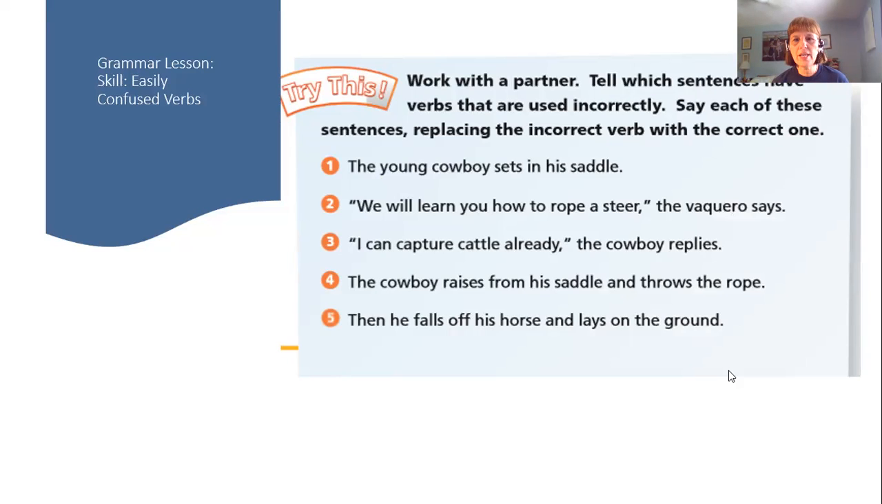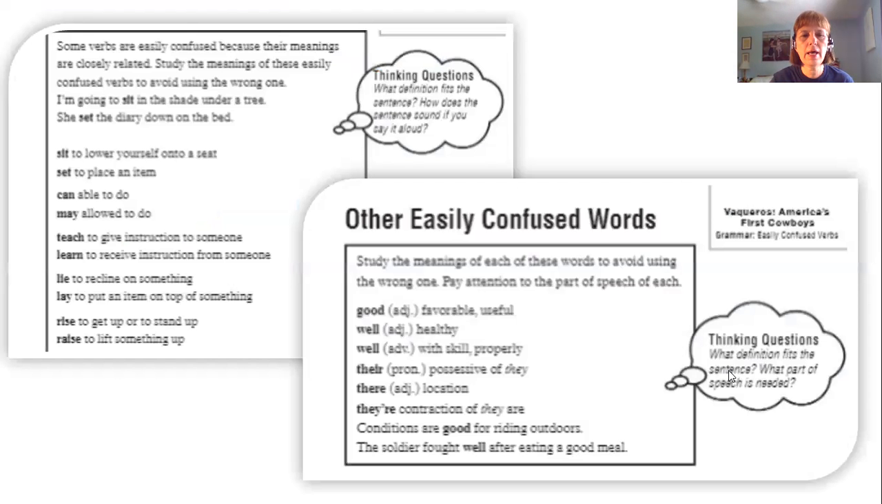Number 4. The cowboy races from his saddle and throws the rope. Well, it should be rises because he's going up. It's wrong. Number 5. Then he falls off his horse and lays on the ground. Instead of lays, he's not putting anything. It should be lies, L-I-E-S, on the ground.